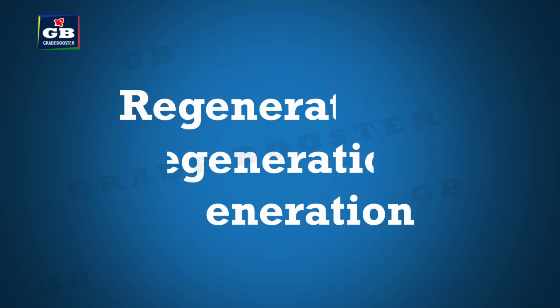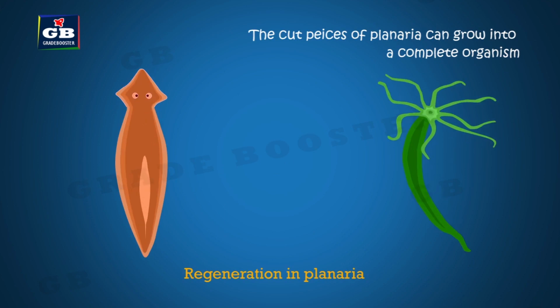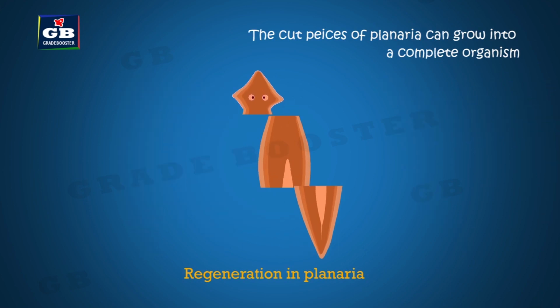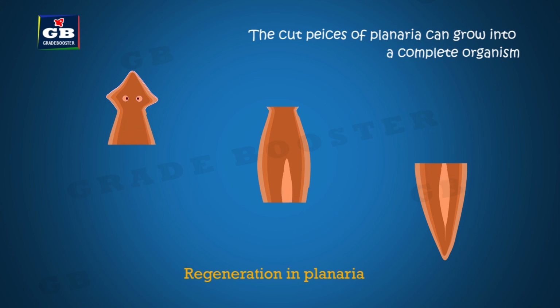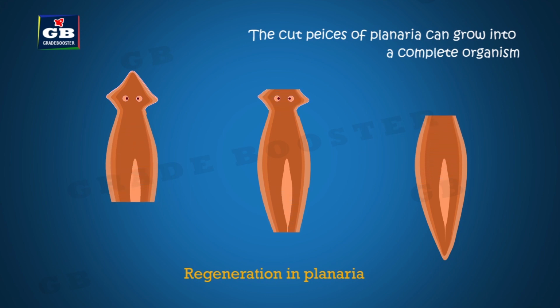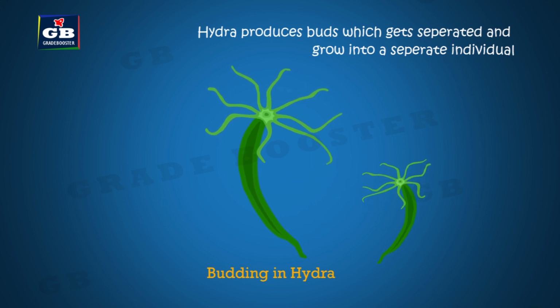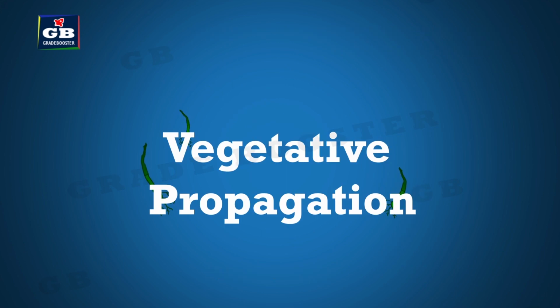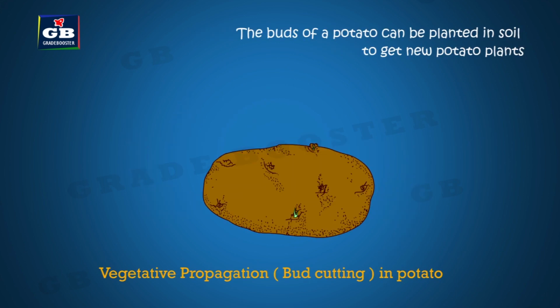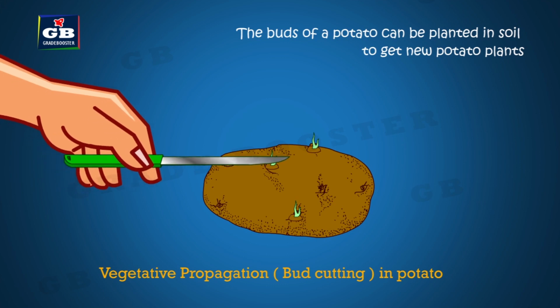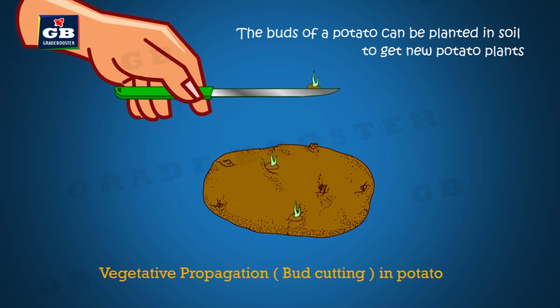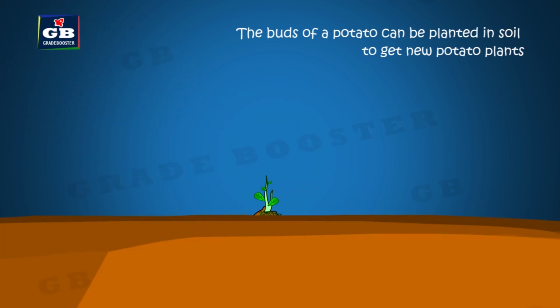Fourth, regeneration. Planaria and Hydra. If these organisms are cut into pieces, each piece can grow up into a complete individual. This is called regeneration. Budding. Hydra produce buds on their bodies. These buds get separated and can grow as an individual. This is budding. Vegetative propagation. In many plants, their cut body parts can be planted in the soil to get new plants. This is called vegetative propagation.